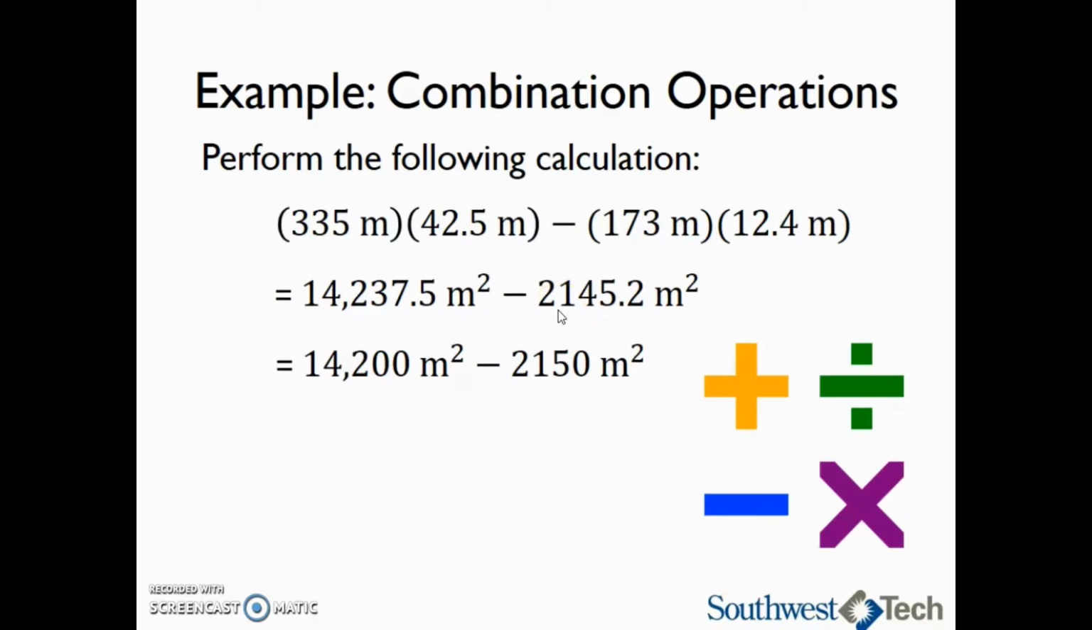Now we can go ahead and subtract. When we subtract, we get 12,050 square meters, but this is not our final answer. Remember, with addition and subtraction, we have to round our answer to the least precise measurement. The 14,200 is only precise to the nearest 100 square meters, so our final answer cannot be any more precise than that. So we have to round this to the nearest 100 square meters. In this case, our final answer should be 12,100 square meters. This concludes our examples of precision and rounding to the correct accuracy.